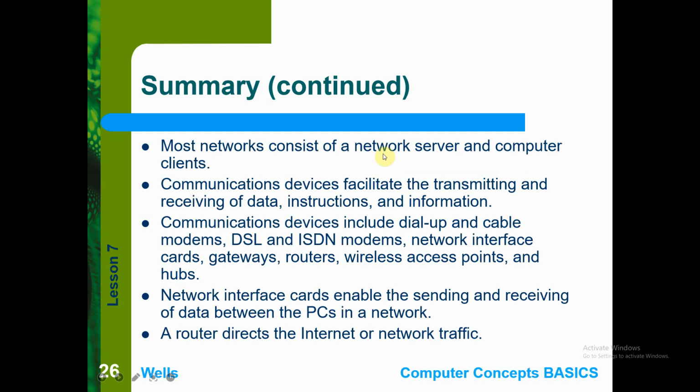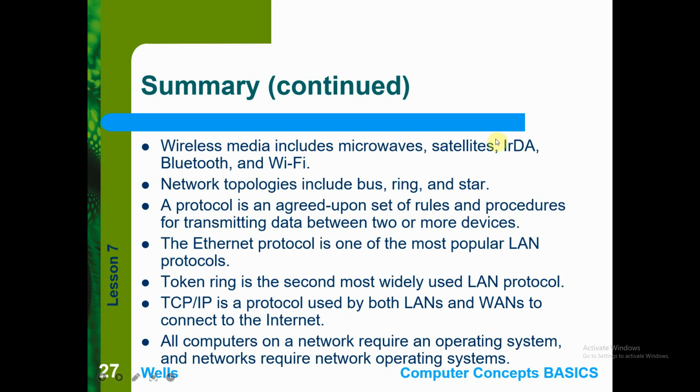So most networks consist of a server and the computer clients. Then the facilities for receiving data, instructions, and information are your communications devices. It includes cable modems, DSL and ISDN. Also your NICs, your gateway routers, the wireless access points and hubs are included in this list. The NIC, or network interface card, enables your PC to send and receive data between PCs. The router directs the network traffic, and wireless includes Bluetooth, Wi-Fi, microwaves, and satellites.